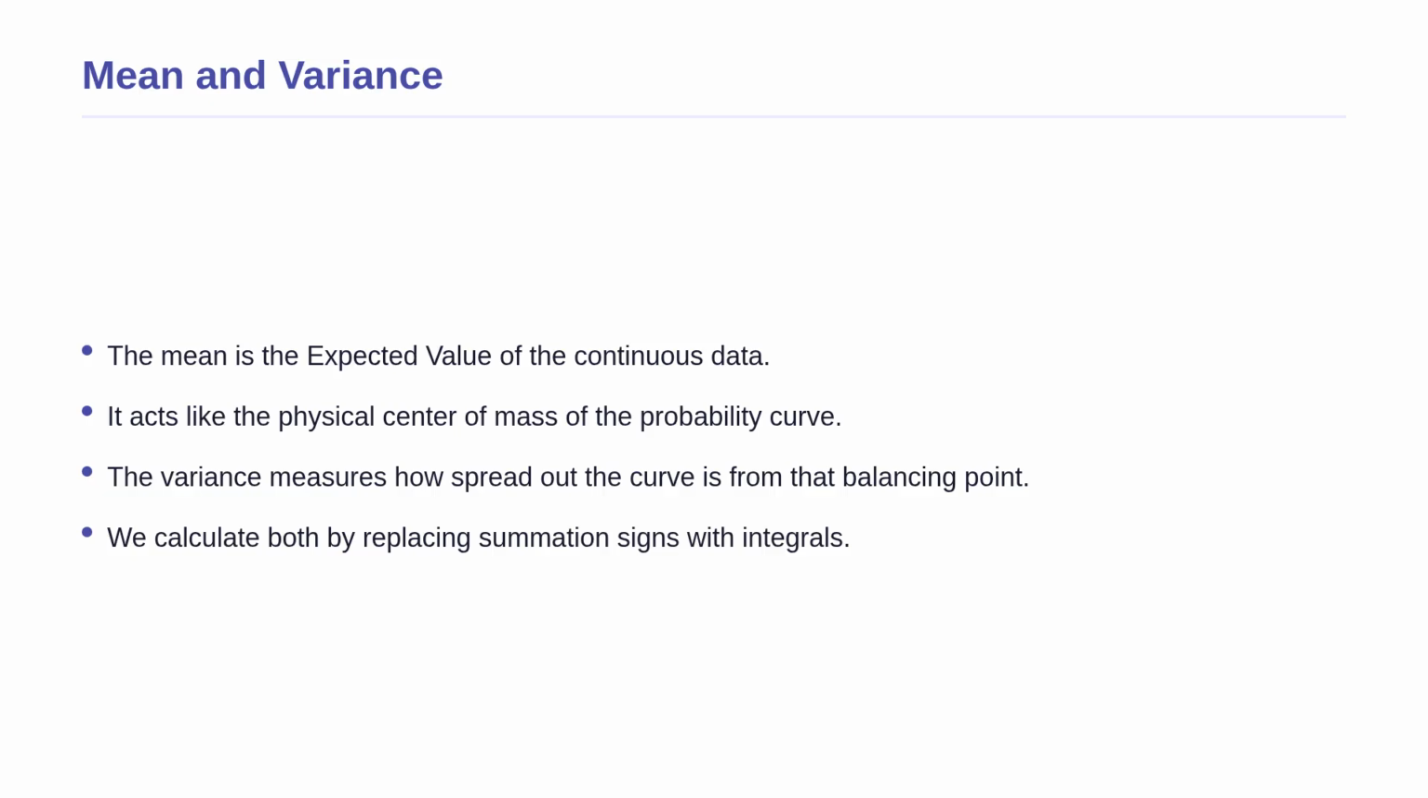Now that we know how to find probabilities, we need to describe the center and the spread of our continuous data. For discrete data, we found the mean by multiplying each value by its probability and adding them up. For continuous data, we do the exact same thing, but we replace the summation sign with an integral. The mean, also called the expected value, acts like the physical center of mass of the probability curve. If you cut the curve out of cardboard, the mean is the exact point where it would balance perfectly on your finger. The variance then measures how spread out the curve is from that balancing point.